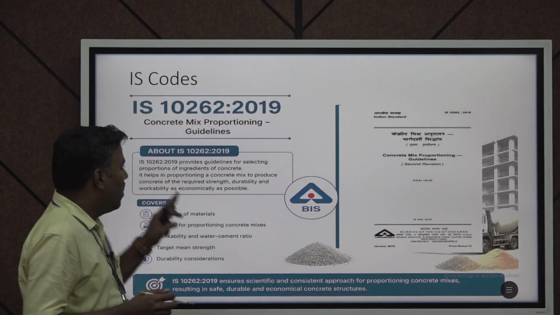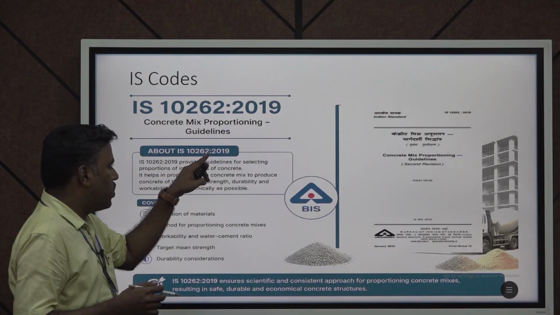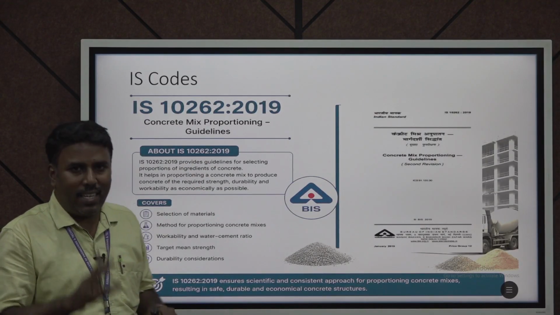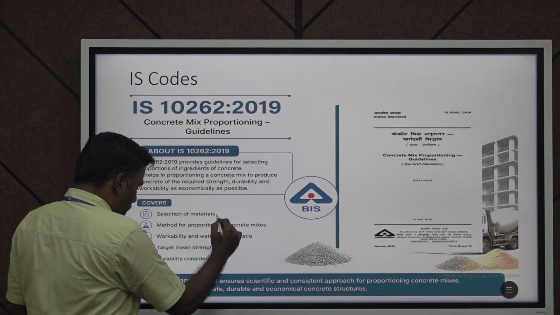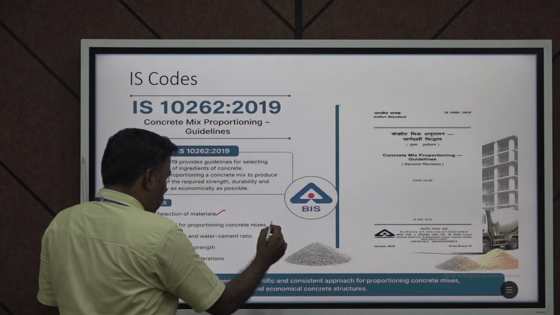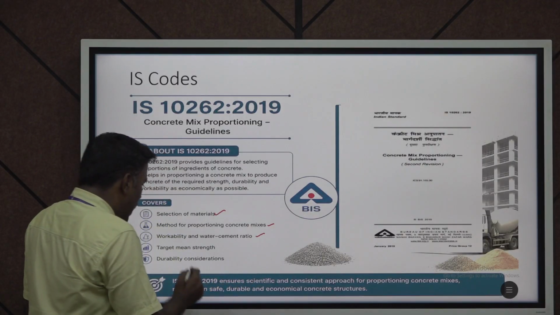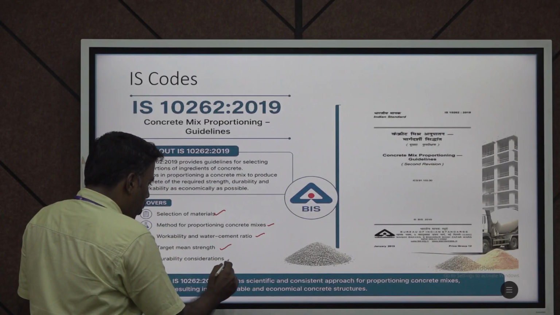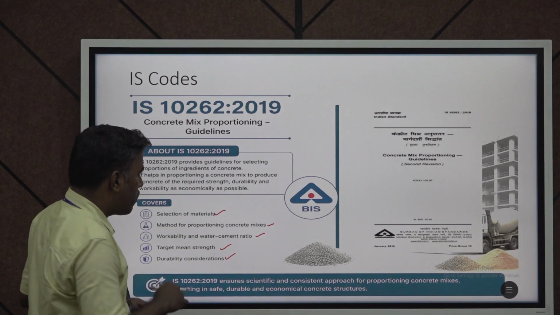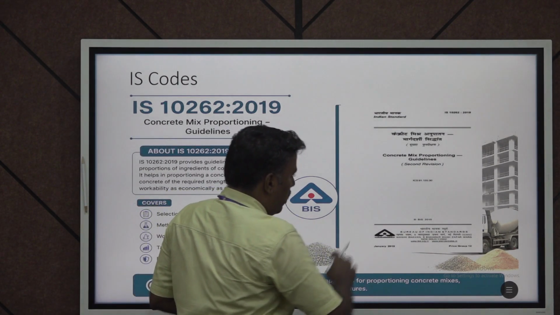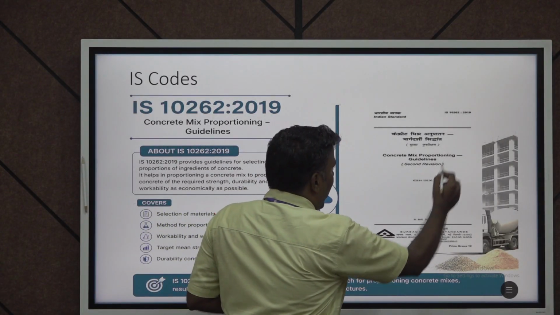This is the code book we refer for mix design. That is the IS 10262 2019. This is the latest code book. In this code book, it covers selection of materials, method for proportioning of concrete mixes, workability and water cement ratio, target mean strength, durability considerations. So, it covers all 5 factors. So, this is the front page of the code book. This is the latest revision. The 2019 is the latest revision.